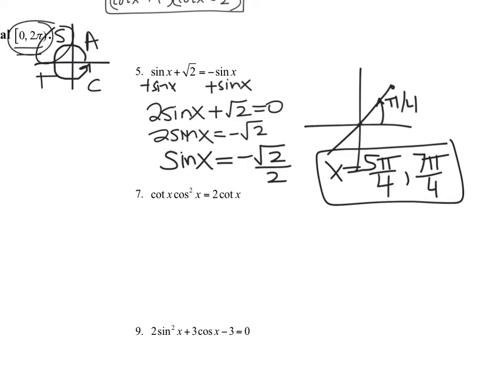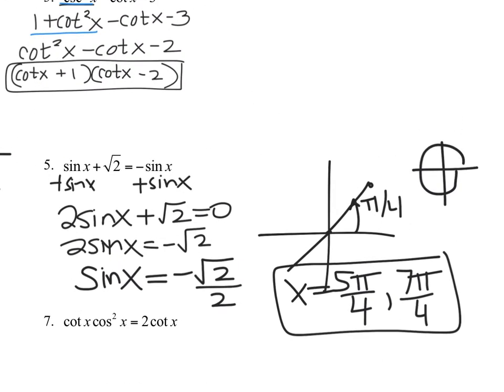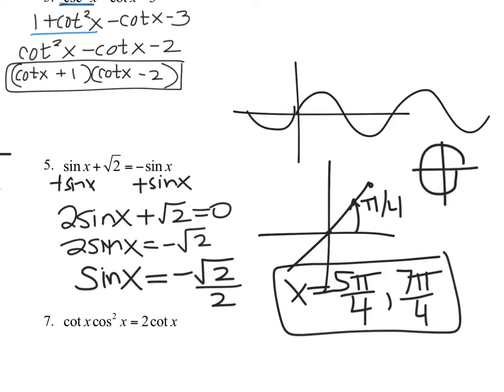Any questions on that one? Do you get the idea of what we're doing? We're solving, and then we're trying to find just in the unit circle from 0 to 2 pi where those values would work. There's an infinite amount of answers. You know that, right? Think about the sine wave. Here's the sine wave. It goes like this, forever and ever in each direction.